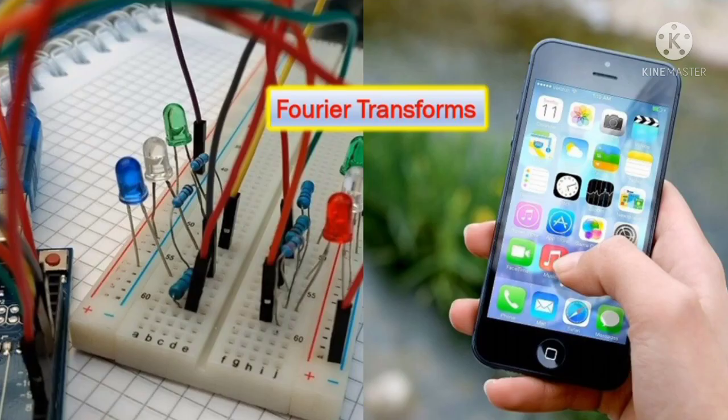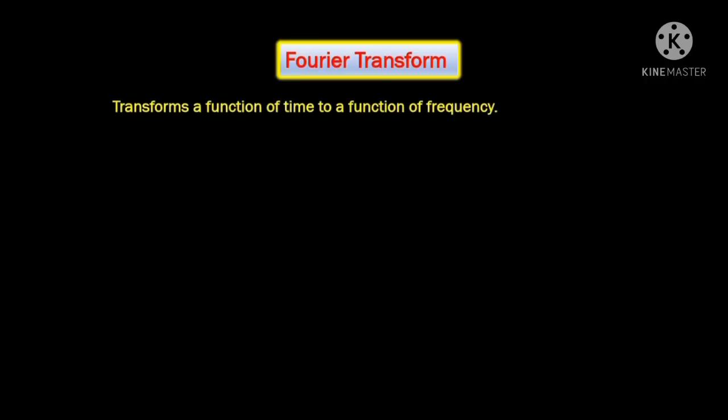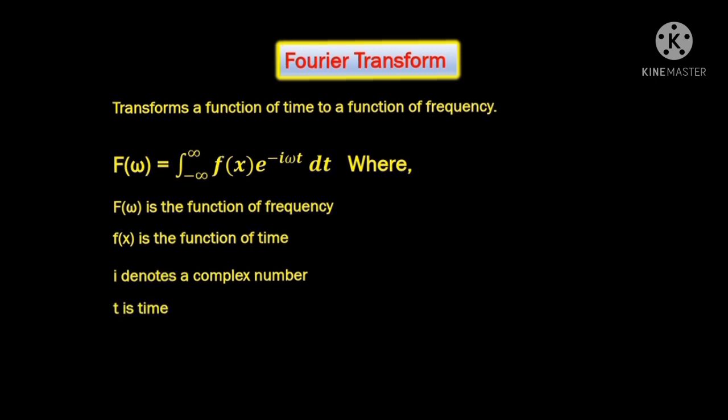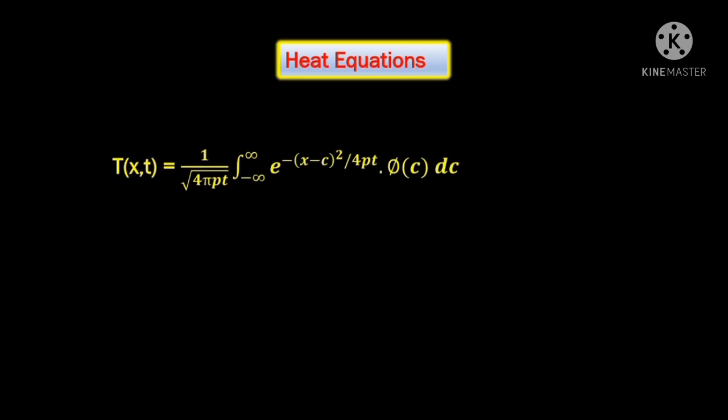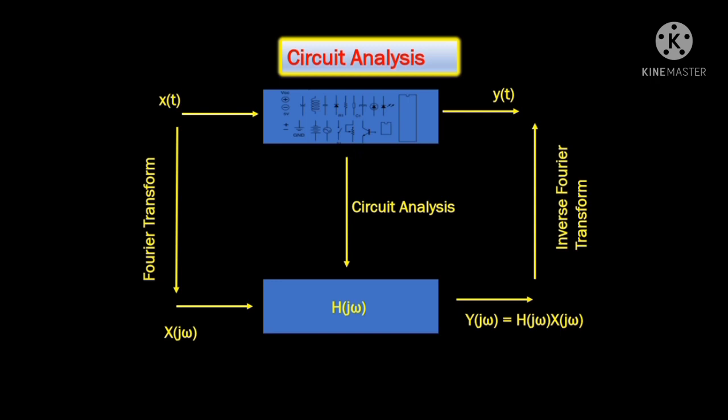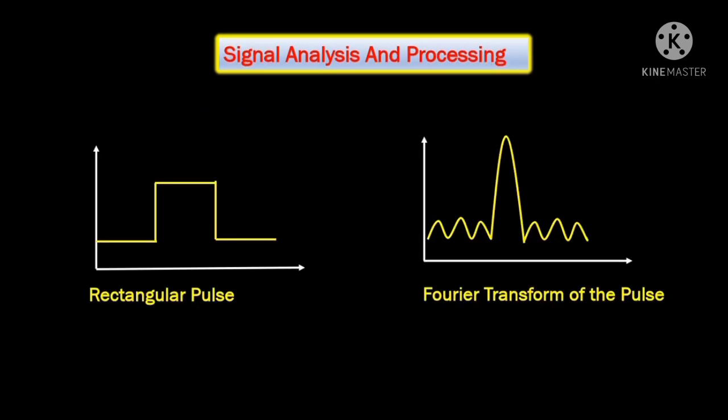And friends, last but not the least, let's see how integration in Fourier transforms is helping transform the world. So the Fourier transform simply changes a function of time to a function of frequency. And friends, here is the main integration equation that relates the function of time and the function of frequency. Now, Fourier transforms is used extensively in finding solutions of heat flow equations. It is also used in analysis of electrical circuits and also processing different signals.